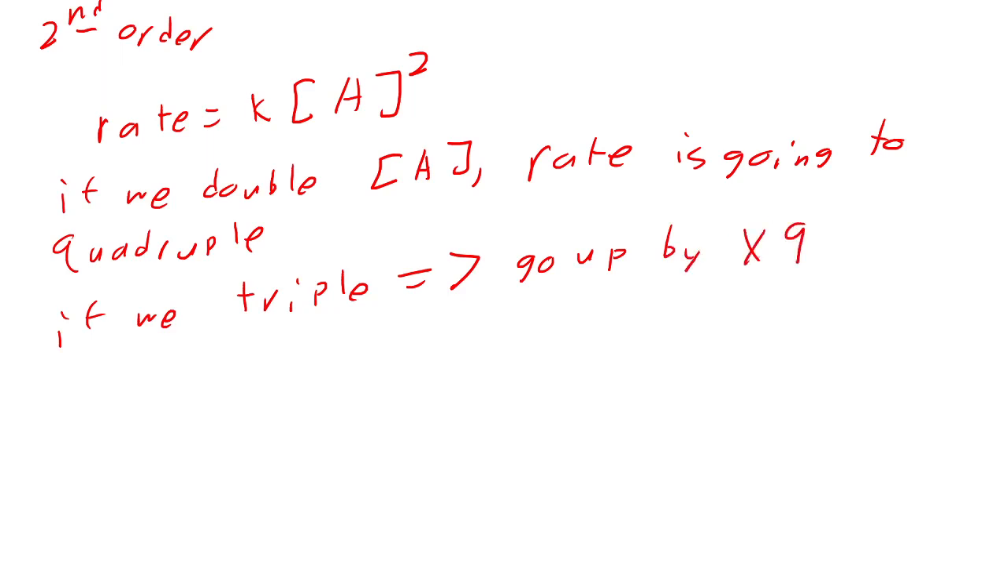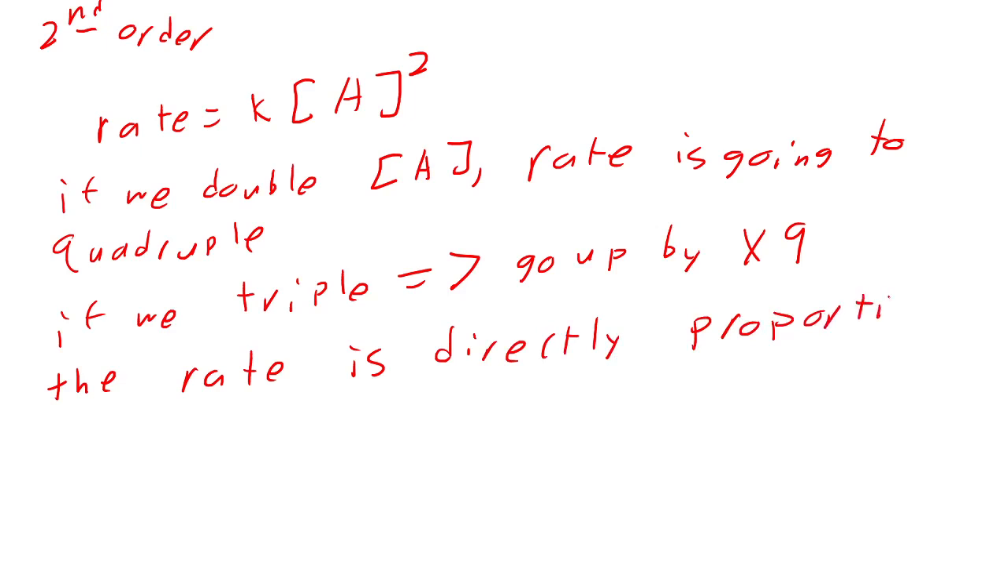In general, what you're doing is we're squaring the concentration. So since we're squaring it, any change we have, it's going to square the amount of change it is. So what that means is that the rate is directly proportional, this time not to the concentration, but to the square. So the rate is directly proportional to the square of the concentration.